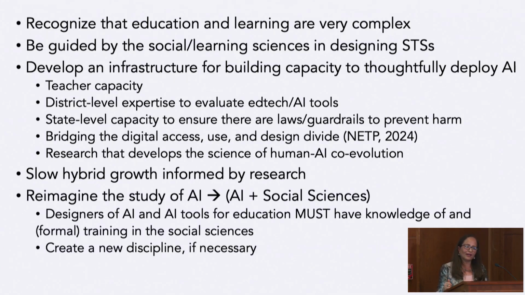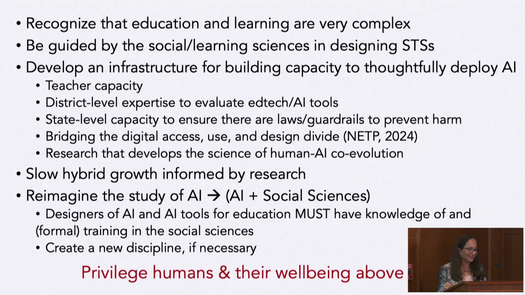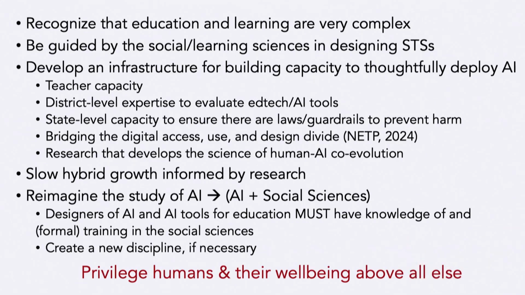Reimagine the study of AI. I've been thinking about this. AI and social sciences need to be taught in a very integral way. Designers of AI and AI tools for education must have knowledge of and formal training in the social sciences. And if they resist, create a new discipline if necessary. Privilege humans and their well-being above all else.